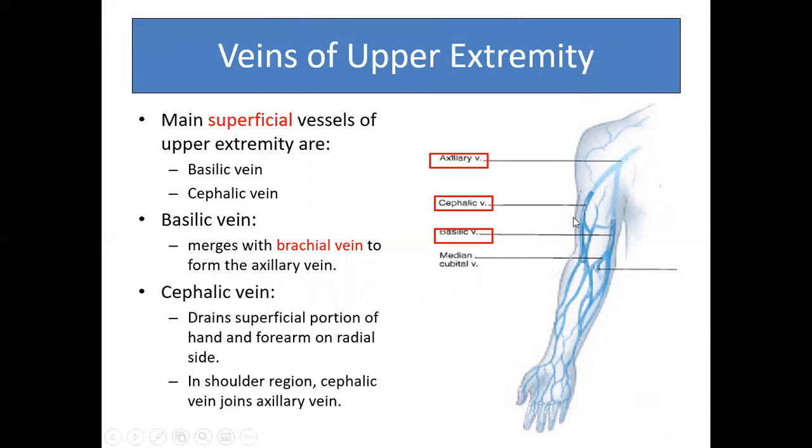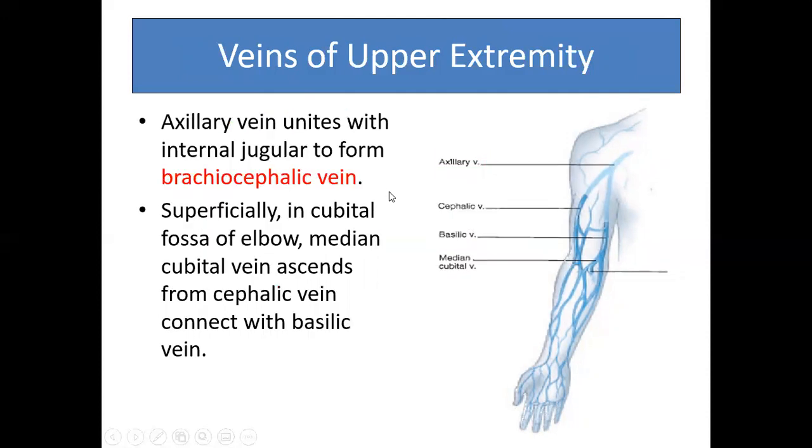For the cephalic vein, it drains the superficial portion of the hand and the forearm on the radial side, on the lateral side. In the shoulder region, the cephalic vein will join the axillary vein. Okay, you can see here in the shoulder region, the cephalic vein will join the axillary vein. The axillary vein will unite with the internal jugular vein to form the brachiocephalic vein.